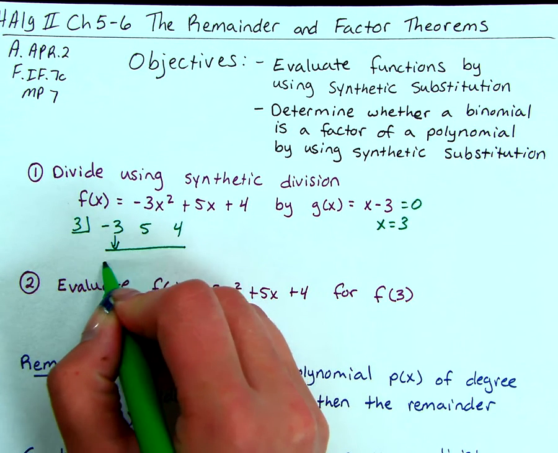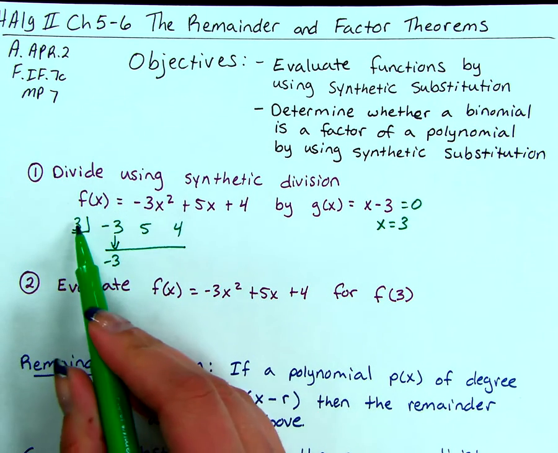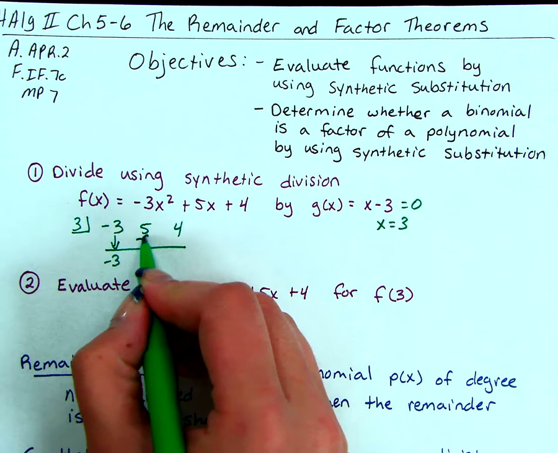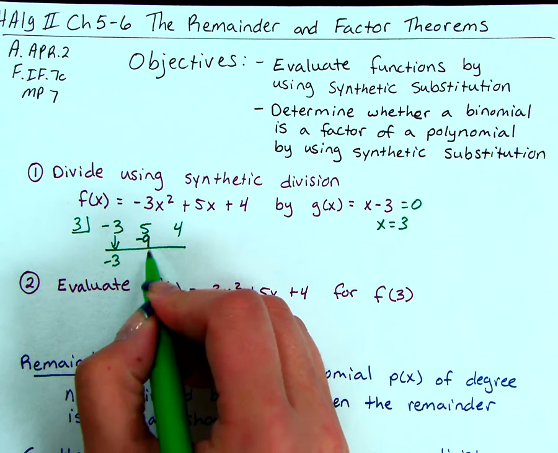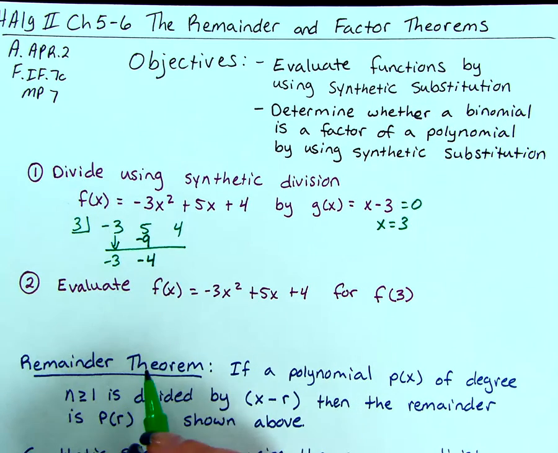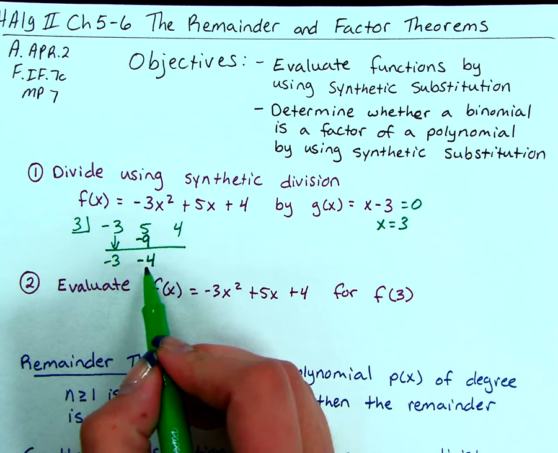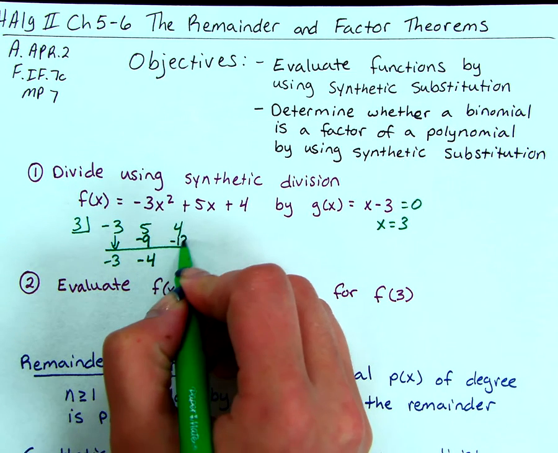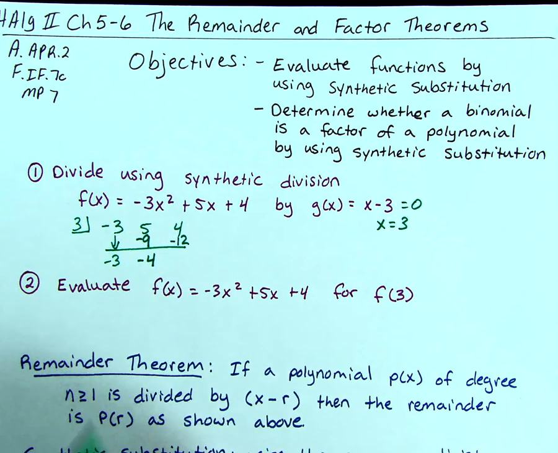Again, first number always comes down, so -3. 3 times -3 is -9. 5 plus -9 is -4. 3 times -4 is -12. And 4 plus -12 is -8. Now before I put it back into the equation, we're going to go on to the second problem.